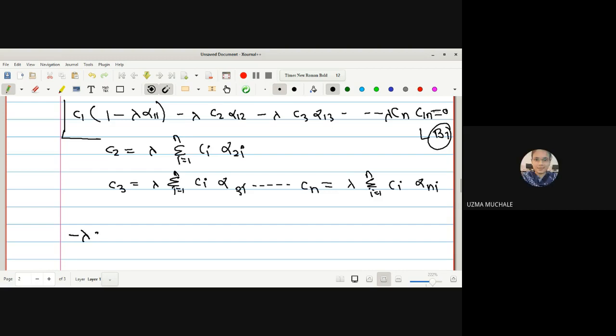Minus lambda c1 alpha 21. Here 2 is fixed, i is going to vary. It will be 21, 22, 23 and so on. The first c1 will be as it is. The next term will be, as we are going to take c2 common. From here it will have c2 common, from the third equation c3 common. In the first equation we have taken c1 common.